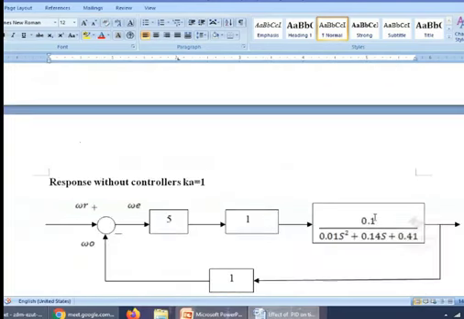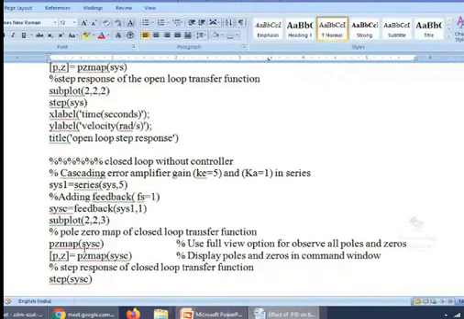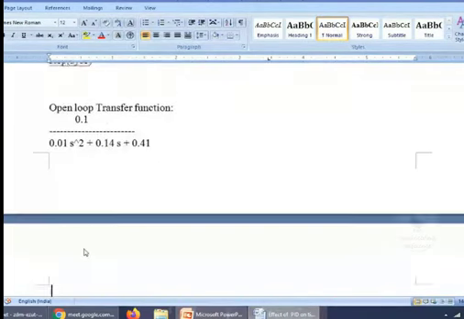Open loop means only this system, 0.1 divided by 0.01 s square plus 0.414 s plus 0.41. I am giving input and will get the output. Feedback means without any controller, I am just taking the feedback with this Ka and Ke alone. So I am making the feedback series of system, comma 5, and I am taking the feedback for the system with unity feedback. One stands for unity. And for that system, I am taking the pole zero plot and getting the step response.